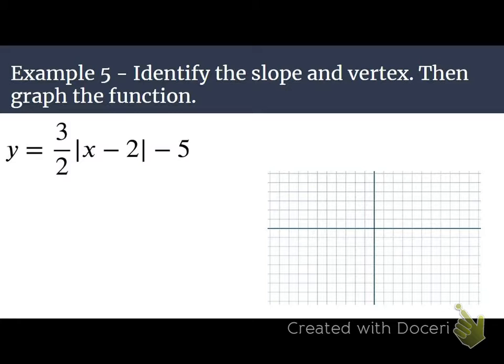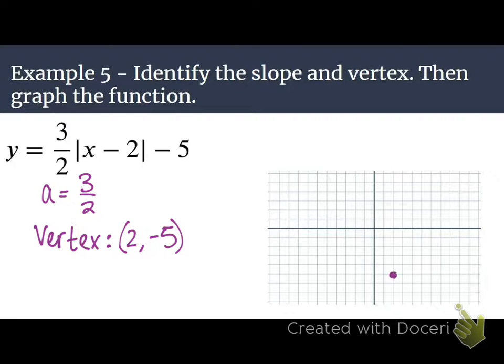So what did we write as our slope for this one? 3/2. Okay, positive 3 over 2. What about our vertex? Good. 2, -5. So we start by plotting our vertex. Where does it go? Right 2, down 5. 2, 3, 4, 5.